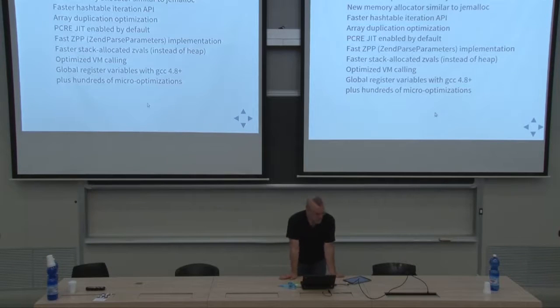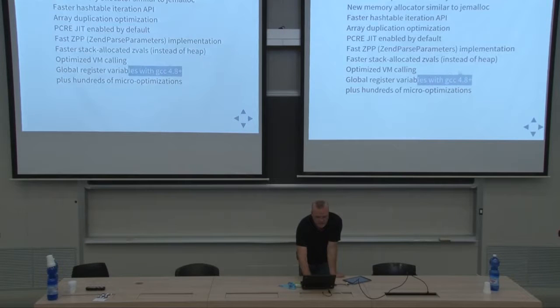Lots of other things. We looked at CPU cache lines, memory allocator, stole some ideas from jemalloc, faster hash table iteration, all kinds of things like this. We're using some tricks in modern versions of GCC as well. So if you're building your own PHP, make sure your GCC is at least version 4.8 to get some of these optimizations. And then thousands and thousands of micro-optimizations.